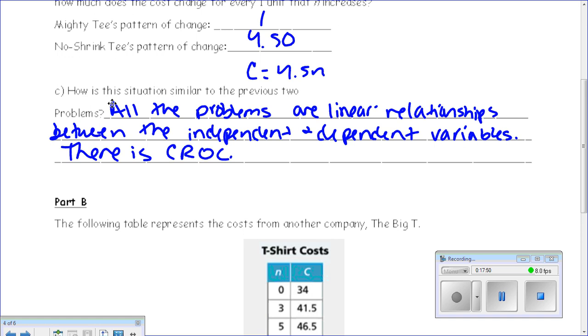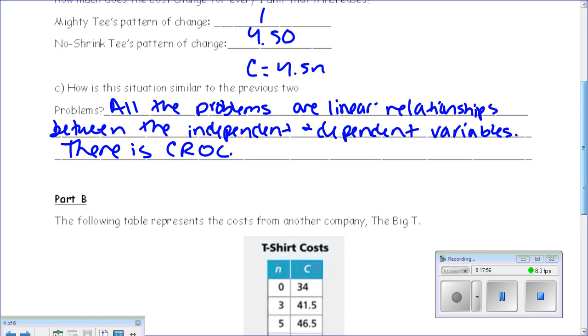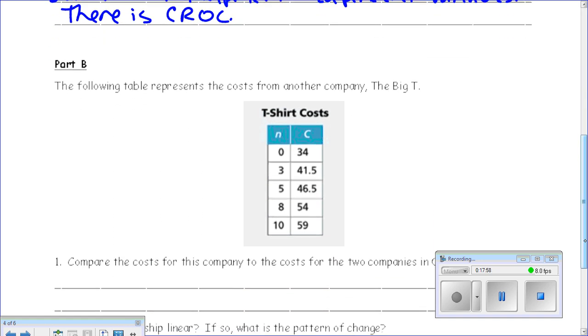We're going on to B. It says the following table represents the cost for another company. Now we're adding another one in there. Here's the table they created. They didn't give us an equation, but they gave us a table with their points. It's called the Big T. It says, for one, compare the cost for this company to the cost of the two companies in question A. So we're gonna look at this cost.